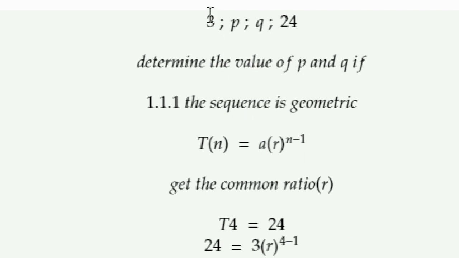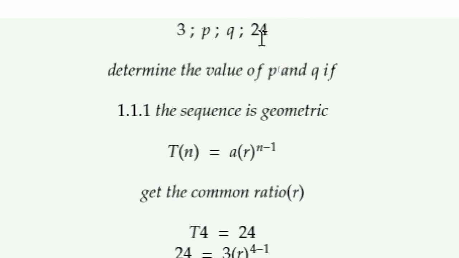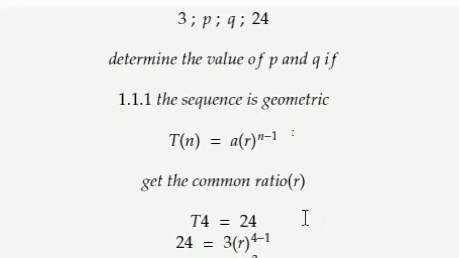I wouldn't use 3 to get the common ratio. It will give me problems in the long run. So it's advisable to use a number far from the first term. Don't use the first term. You can, but it will give you problems. So don't. Okay. Now we will use T4, which is equal to 24.